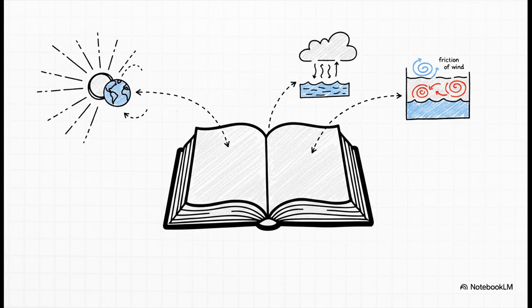Step 2 is programming that rulebook. And this is where the laws of physics come in. The model is coded with all the math that governs everything, from how the sun's radiation gets absorbed and reflected to how clouds form and disappear, all the way down to the friction of the wind moving over the sea. It's really the fundamental science of how our planet works.